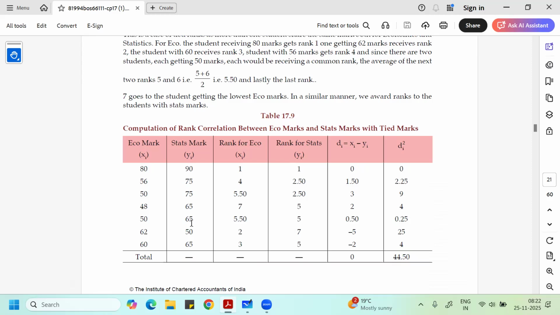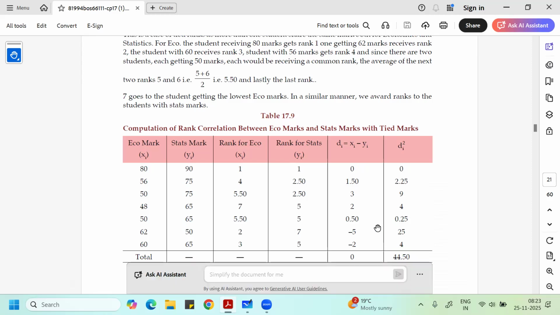And then you use the formula. But here you'll find the adjustment factor, because you have this value 50, which is repeated twice. So the adjustment factor of 50 would be 0.5 because it is repeated twice. Then you have this value 75, which is repeated twice. So again the adjustment factor of 75 would be 0.5, and the adjustment factor of 65 would be 2. So the adjustment factor of 65 is 2, 75 is 0.5, and 50 is 0.5. So 2 plus 0.5 plus 0.5 is 3. So the adjustment factor here would be 3.